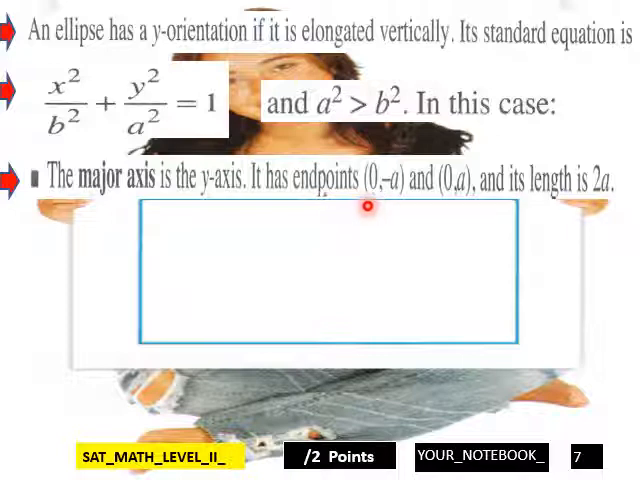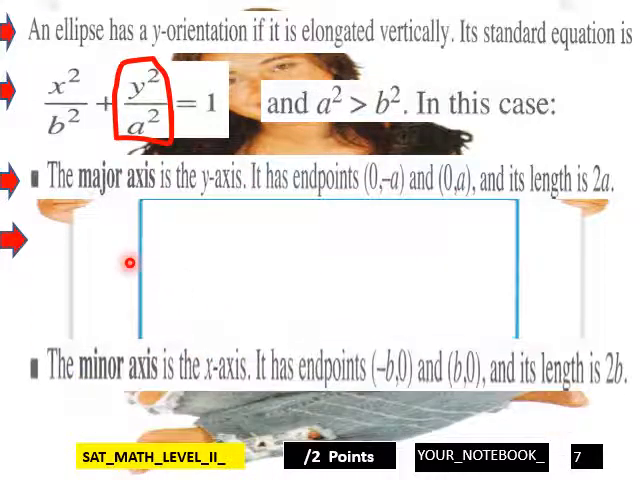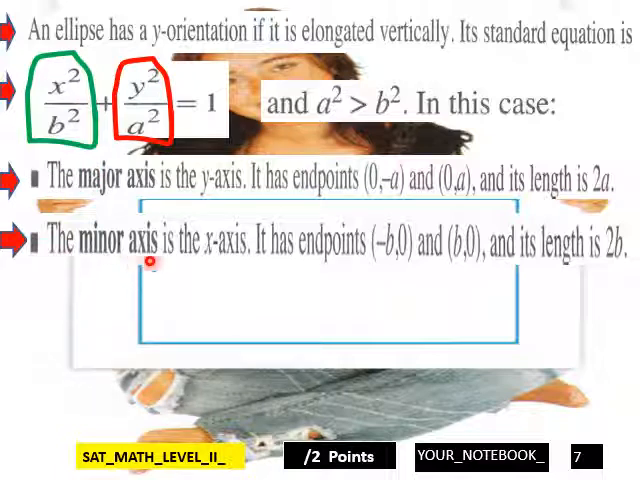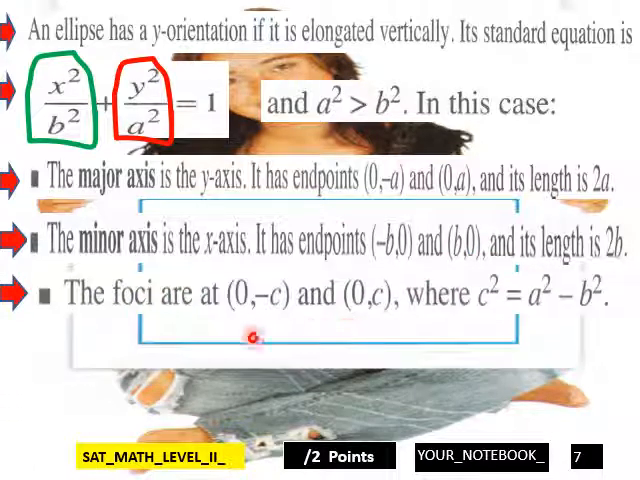It has endpoints 0, negative a, and 0, a, and its length is 2a. The minor axis would be the x-axis in this situation because your x squared is over b squared. It has endpoints negative b, 0, and b, 0, and its length would be 2b. The foci are at 0, negative c, and 0, c, where c squared equals a squared minus b squared.